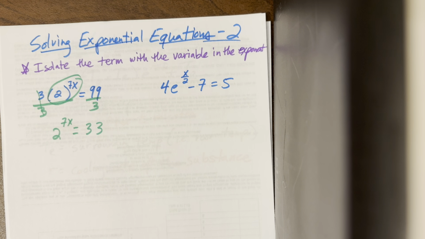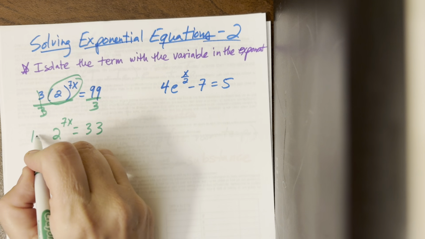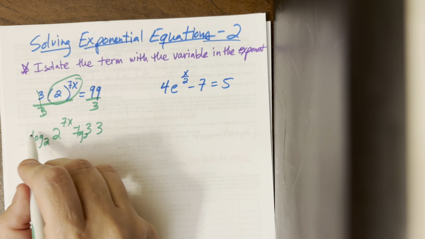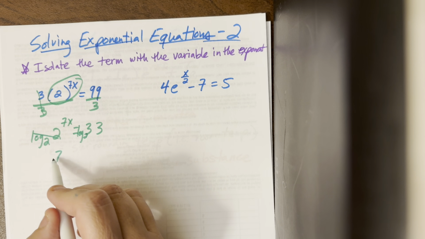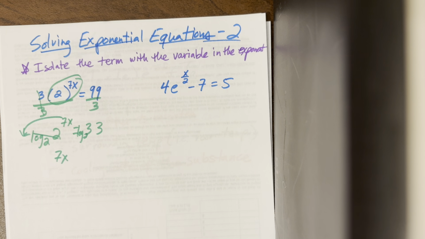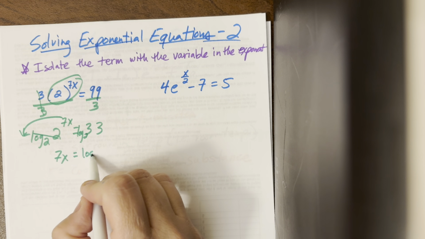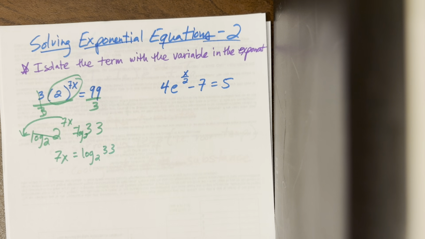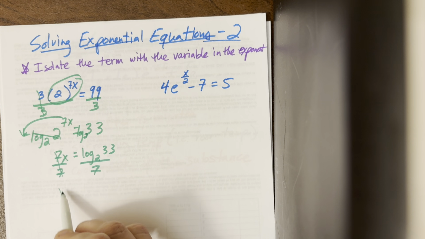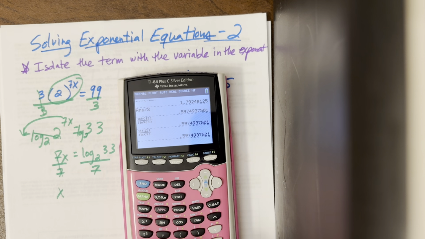Now in the last video, I talked about how you've got lots of methods. I am partial to saying log base 2 of both sides. That's essentially going to cancel. I'm left with a 7x. If you're using the properties of logs, that's going to come down in front. And that's equal to log base 2 of 33. Then I need to divide that by 7. So that is what I'm going to throw into the calculator.